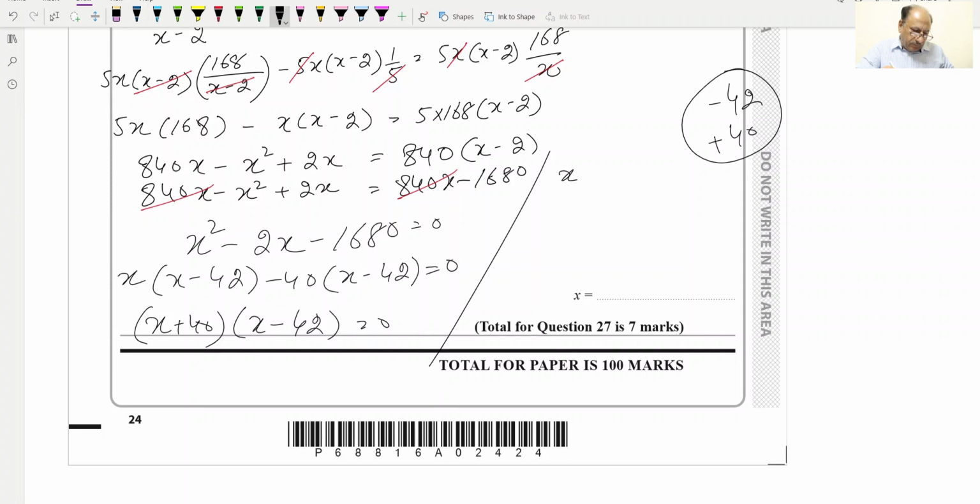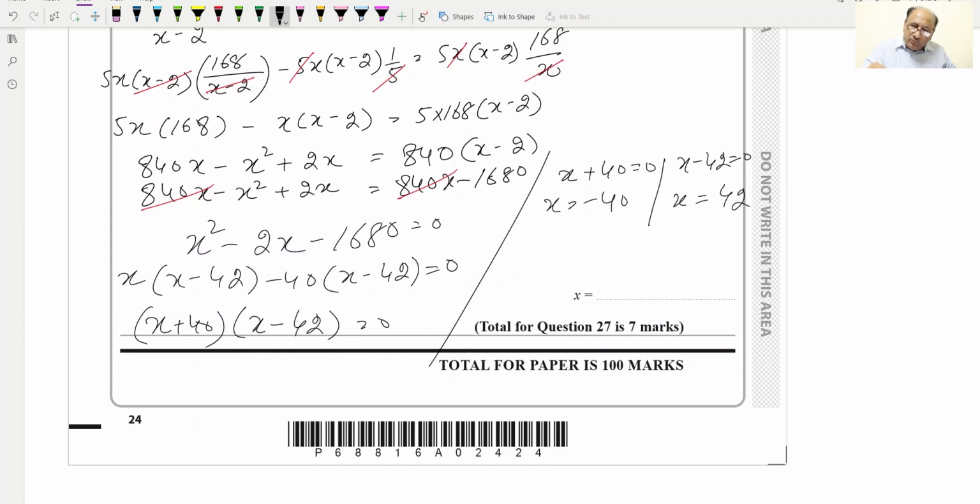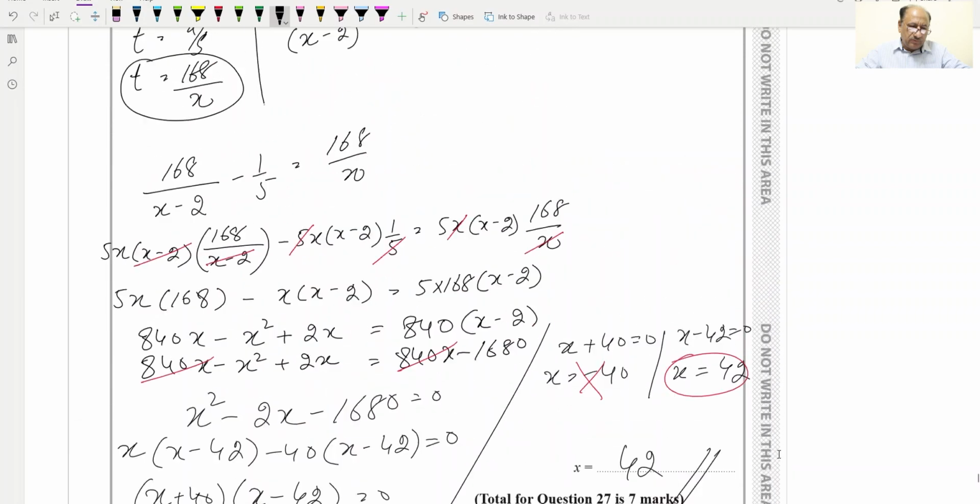So x plus 40 is equal to 0. I will erase this working, and this will be, or x minus 42 is equal to 0. I have written this one by one equal to 0. So x will be equal to minus 40, and this implies x is equal to 42. So negative number, we will reject this, and our answer will be this one, which is 42. So answer will be 42. This is 7-mark question which we have done. This was last question of the paper.